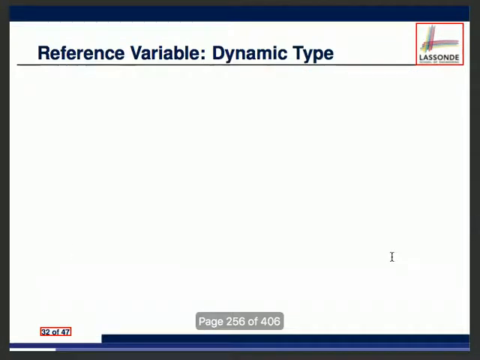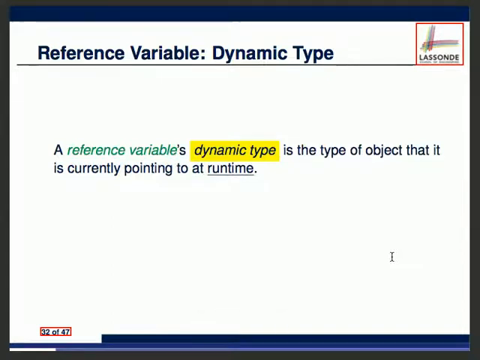Okay. Static type is very easy. Once you declare that, it's fixed over there. So now let's see, what about dynamic type? Dynamic type is a little bit complicated. A reference variable's dynamic type is the type that it's currently pointing to at runtime, so it can be changed. Basically, every time you do a reassignment of your reference variable, you might change its dynamic type.